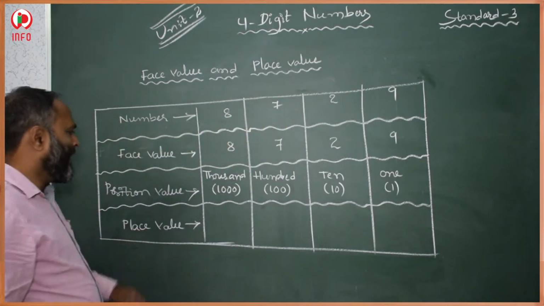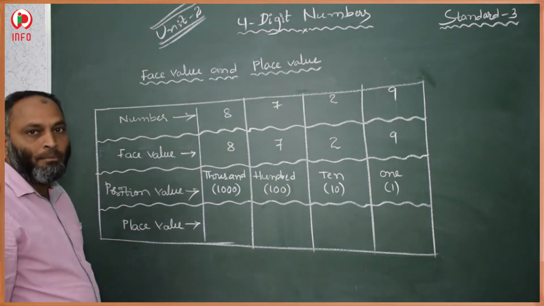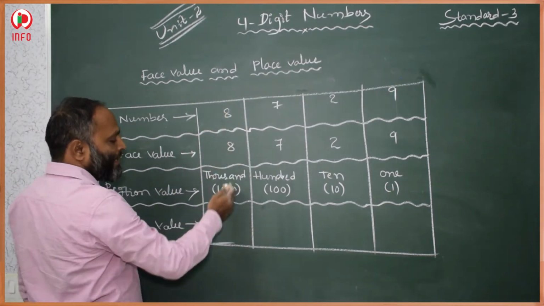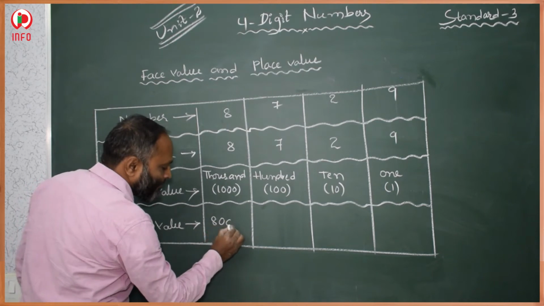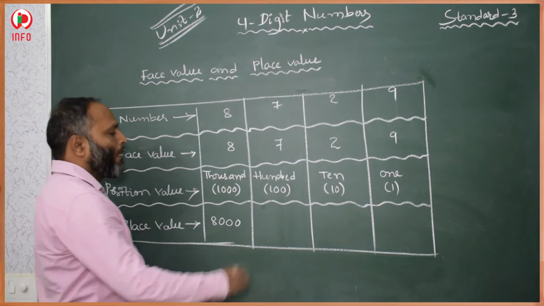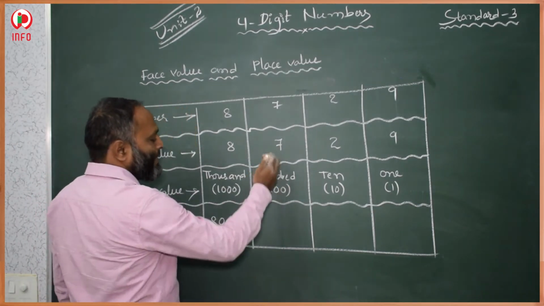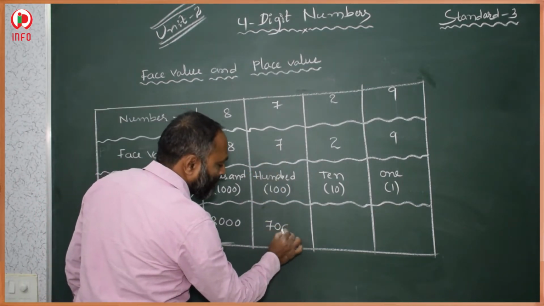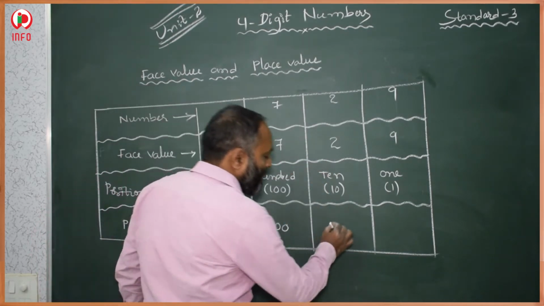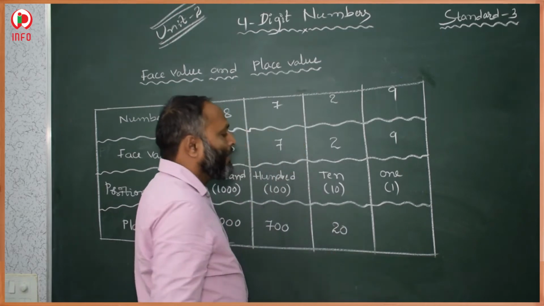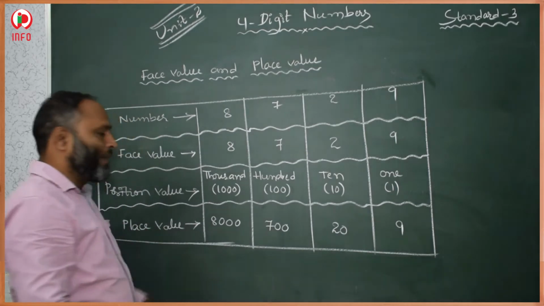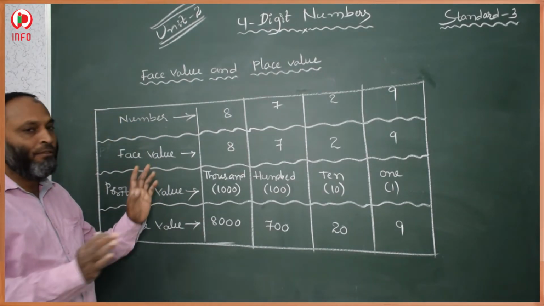Then place value. Now we have to write the place value. How to write? 8 is in thousand position, 8 into 1000, 8000. This is the place value. Then 7 is in hundred position, then 700. Then 2 is in ten position, then 20. Then 9 is in one position, then 9 ones are 9. These are the place values and face values.